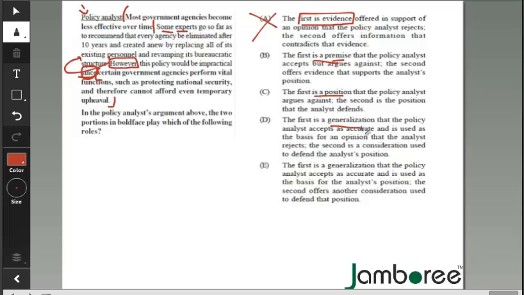Okay, that is a generalization. Definitely a generalization. So just by reading the first few words, we were able to eliminate one of the options. Now let's read the first part more carefully.